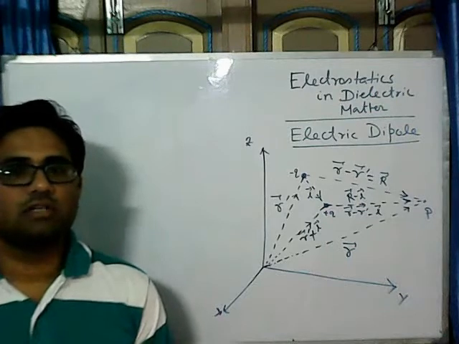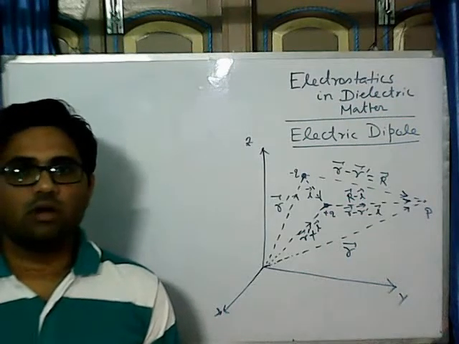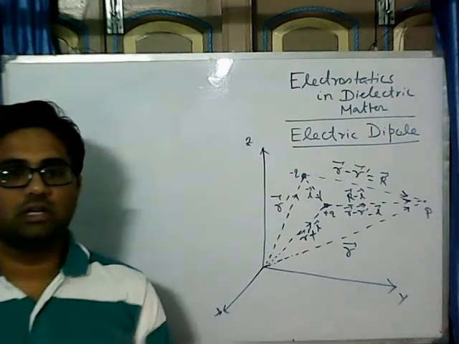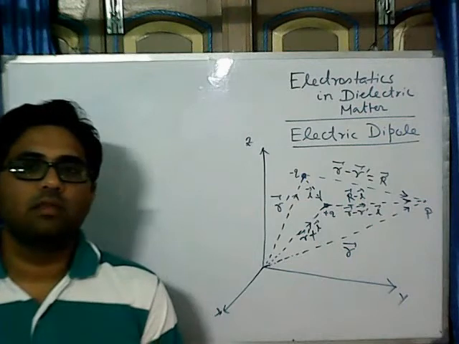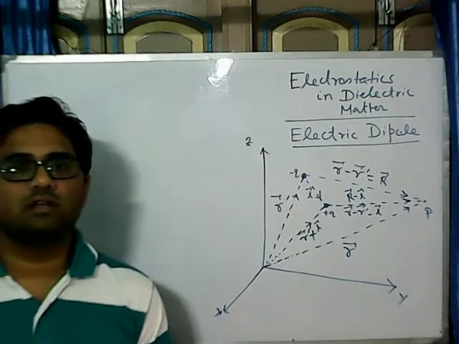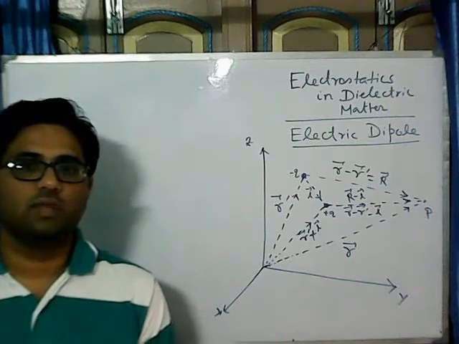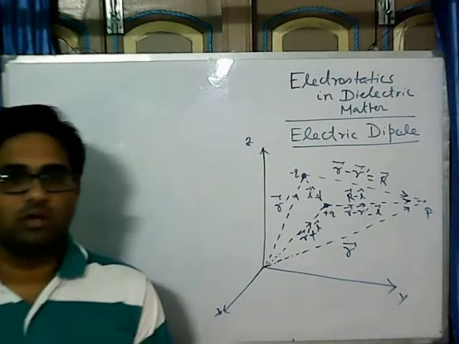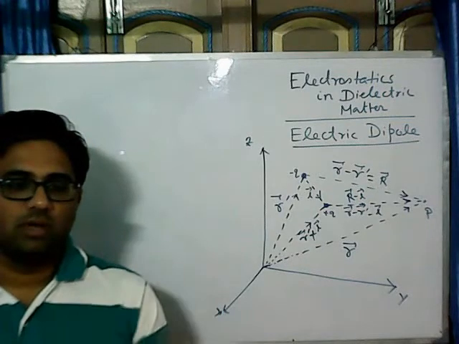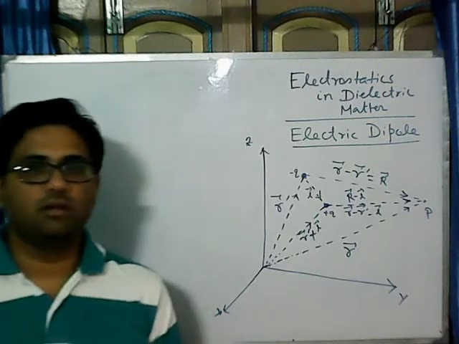Okay, so for example, in a H2O molecule, water molecule. So what is electric dipole? If we take an example of H2O molecule, the positive and negative charge centers do not coincide. They are separated from each other by a very small distance. So in this type of molecule, there will be an electric dipole moment generated.